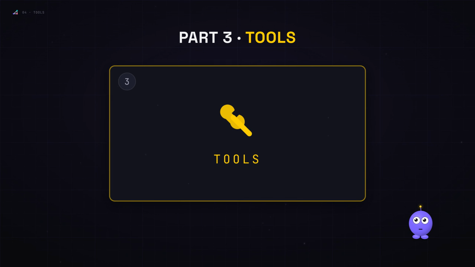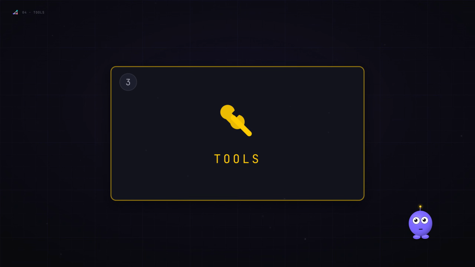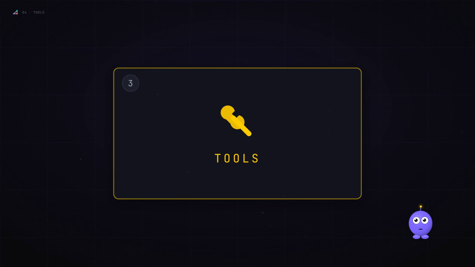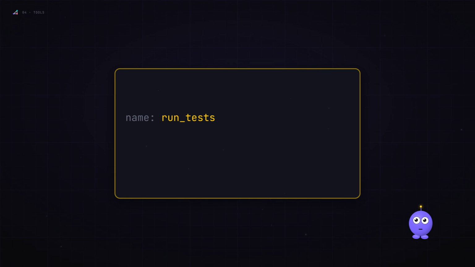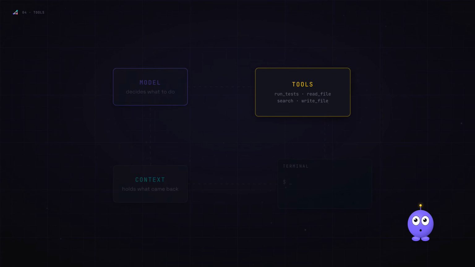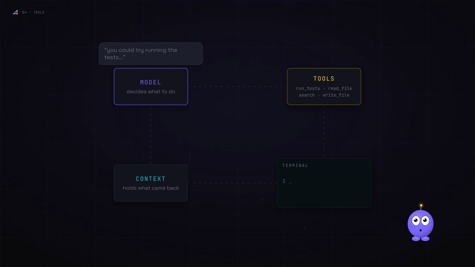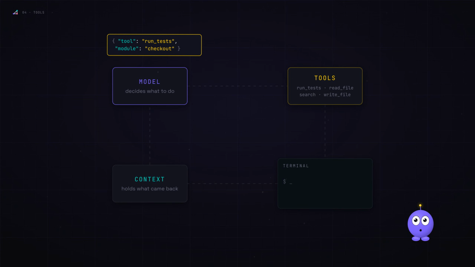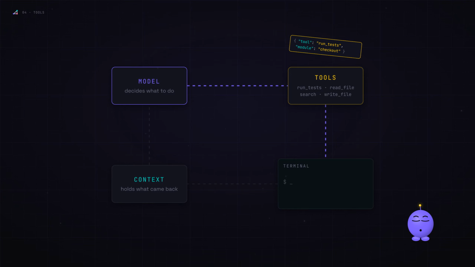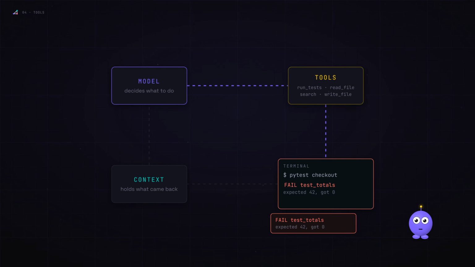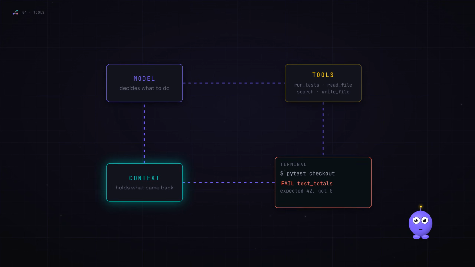Tools. A tool is just a function the model is allowed to call. You describe it inside the context. Here's one called run tests. Here's what it does, and here's what it needs. When the model wants it, it stops writing prose and writes a structured request instead. Run tests on the checkout module. The agent executes that for real and pastes the result back into the window.